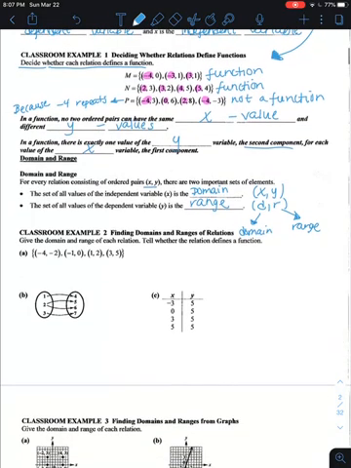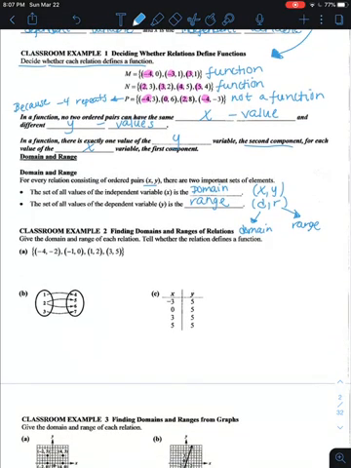All right, so let's look at an example. Hopefully the example makes more sense. Find the domains and ranges of relations. Give the domain and range of each relation. Tell whether the relation defines a function.